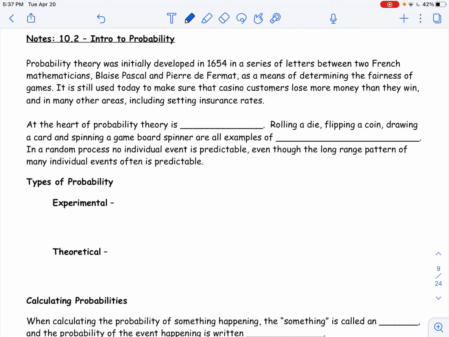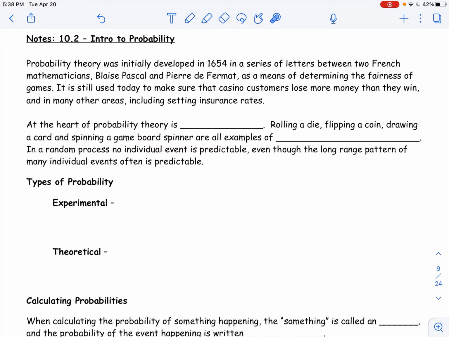In this video, let's take a look at 10.2 Intro to Probability. Probability theory was initially developed in 1654 in a series of letters between two French mathematicians, Blaise Pascal and Pierre de Fermat, as a means of determining the fairness of games. It is still used today to make sure that casino customers lose more money than they win, and in many other areas, including settling insurance rates.